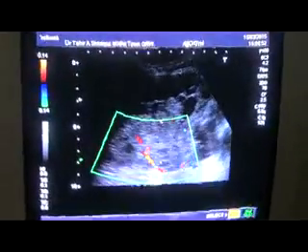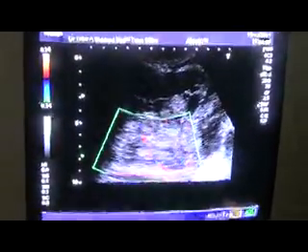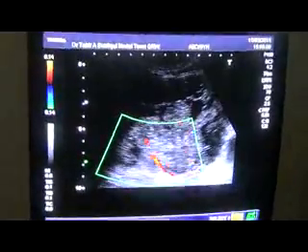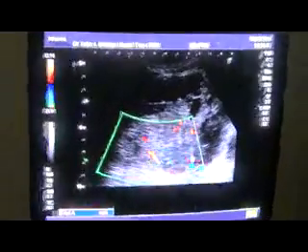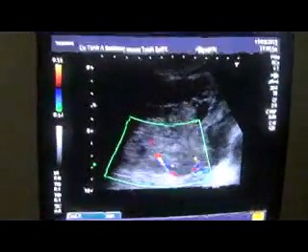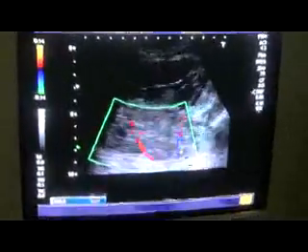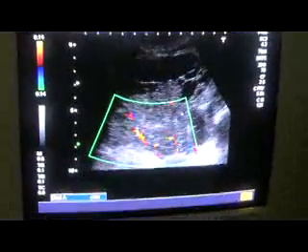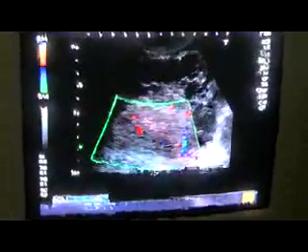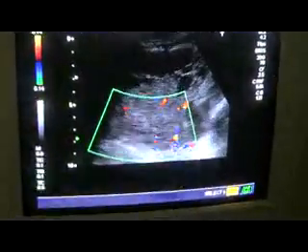Now, this is a Doppler application on the mass. That is showing you that it contains numerous blood vessels. As you can see, this one, centripetal flow, and this is venous as its centrifugal flow. So both venous and arterial blood flow are seen if you see this bar. And I am on the vascular area.